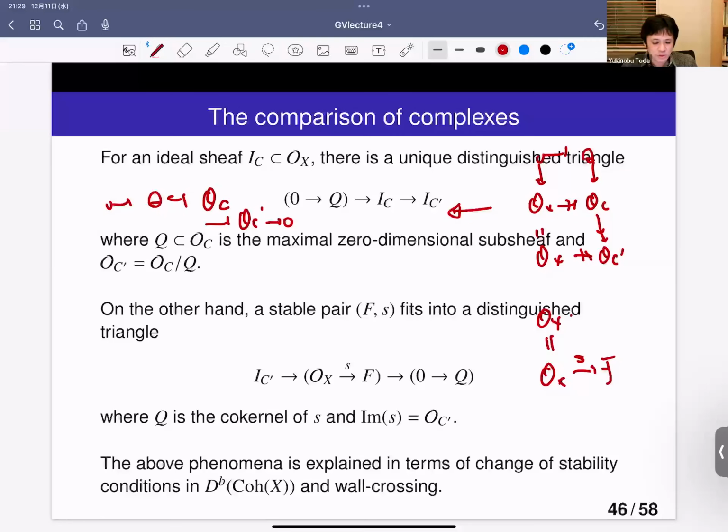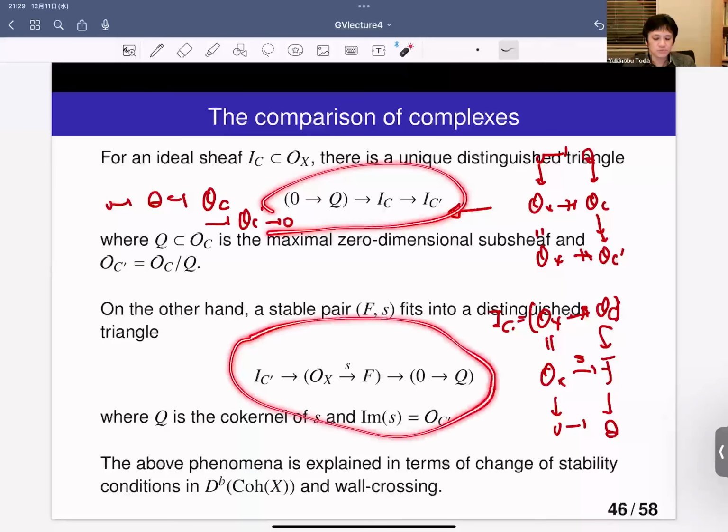Let's take the image of S. The image of S is now the structure sheaf of something. So by taking its cokernel, we get this sequence. But now this first one is the ideal sheaf of this curve C prime. So in this way, we get this distinguished triangle. So let's compare this triangle and this triangle.